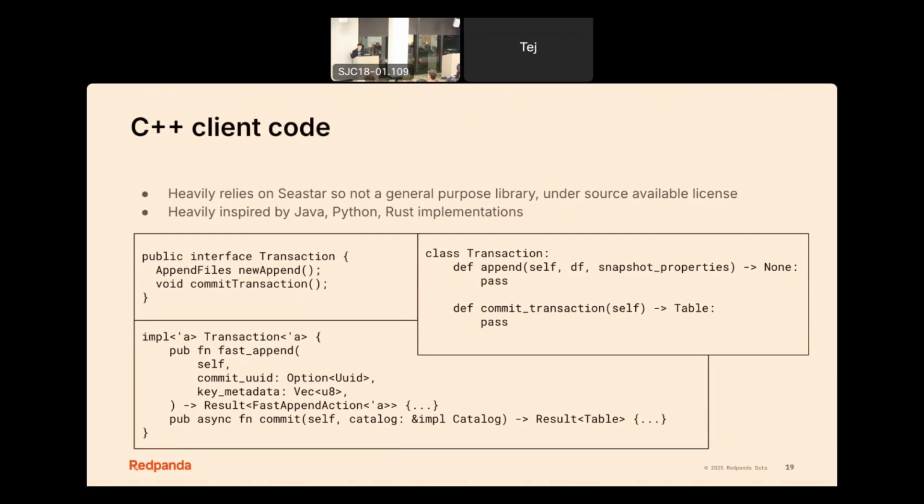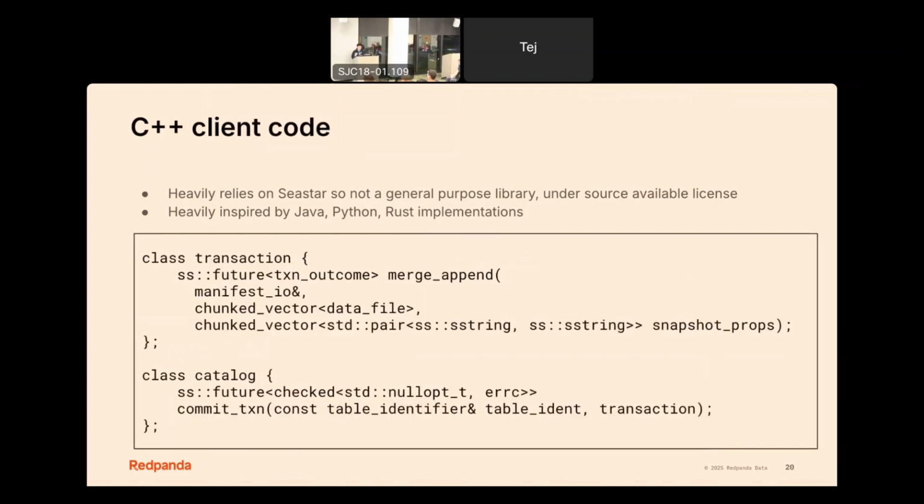So as an example, here is roughly the same interface from these upstream client implementations. In each one, we have a transaction that can perform the action to append some files and then commit it to the catalog. And our implementation in C++ with C* looks very familiar, with a transactions class that appends some files and a method for committing a transaction to a catalog. So again, this code is source available, not quite open source, but if you're curious, you are welcome to read the code.